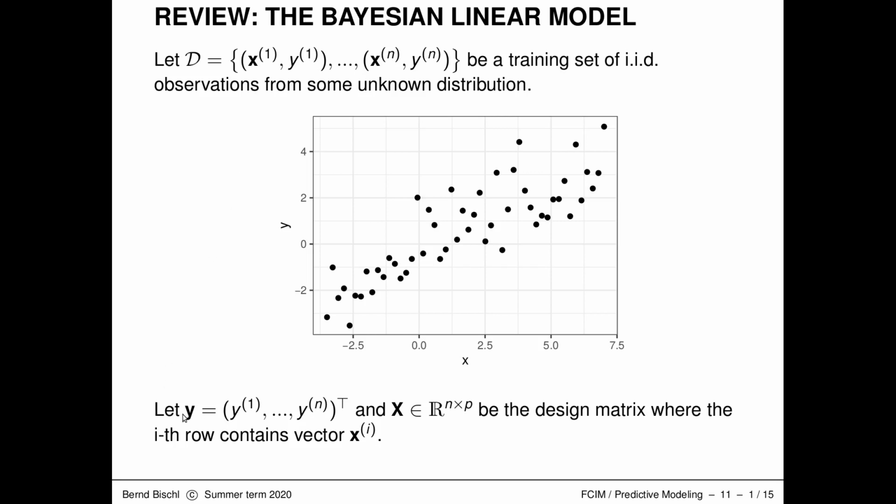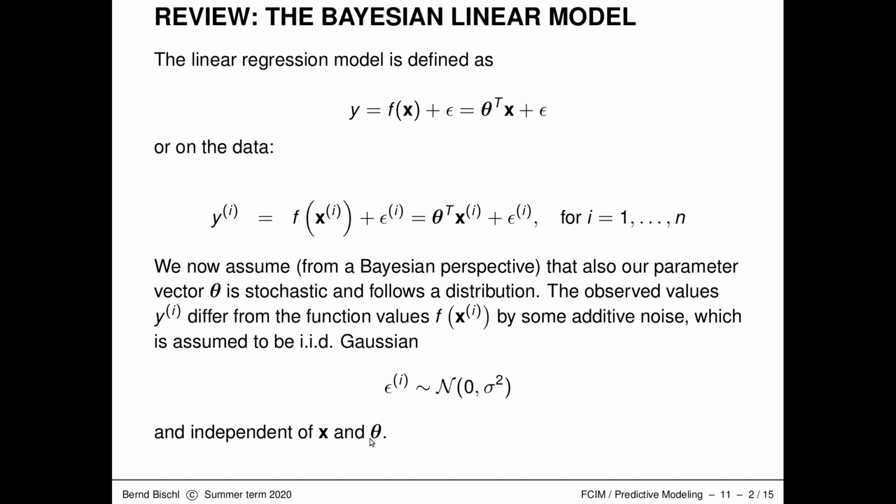And for notation, I will use bold y as the vector of all combined outcomes, and I will use capital X as always as an n times p design matrix, where the rows specify my observation feature vectors xi. Okay, so far so boring.